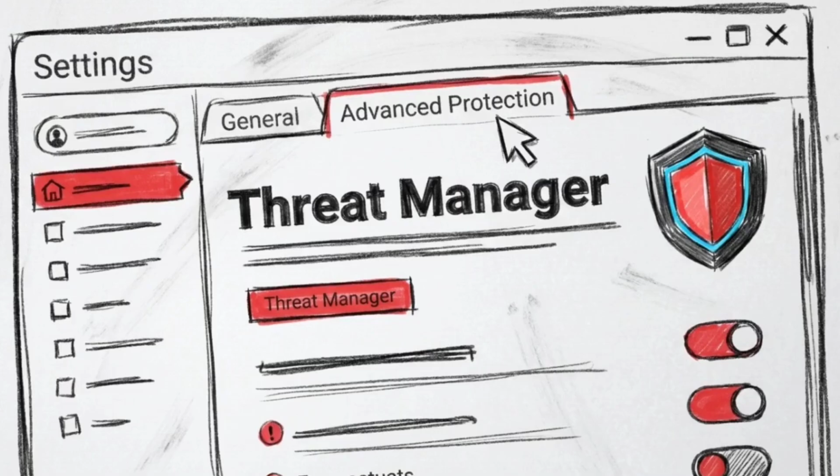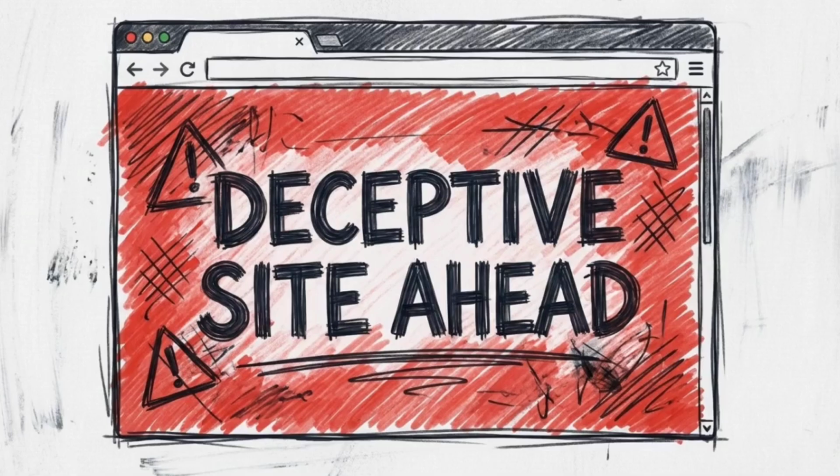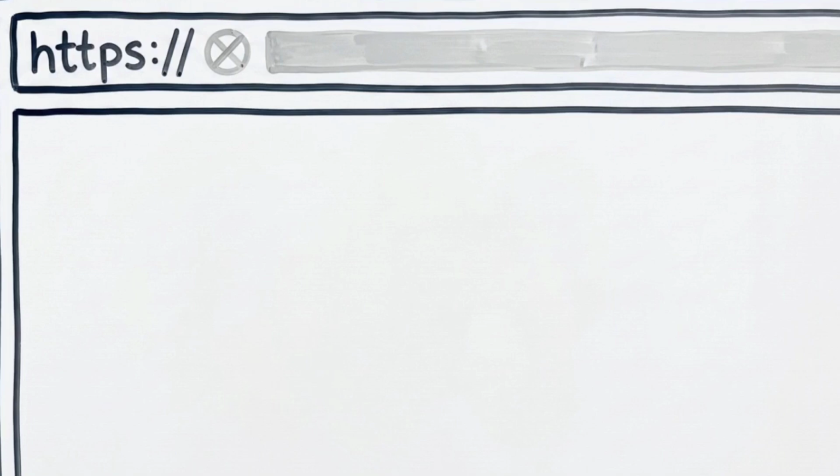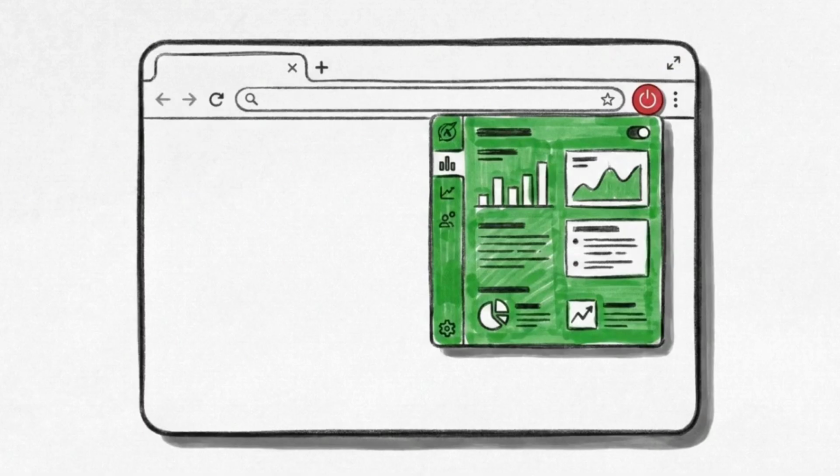Next, go to the Advanced Protection tab to find the Threat Manager. By checking the boxes here, the app blocks known trackers and malicious domains before they even load, increasing your overall privacy. For more convenience, you can use the browser extensions for Chrome or Firefox. These protect against WebRTC leaks and spoof your location without needing to open the full desktop application.